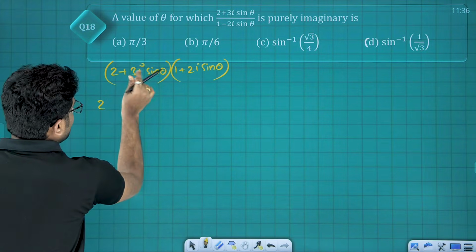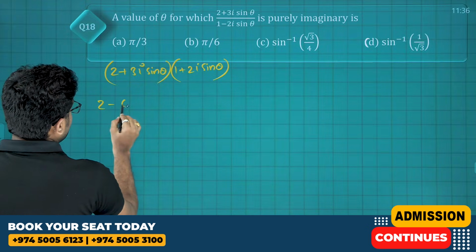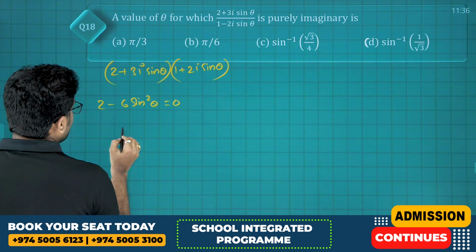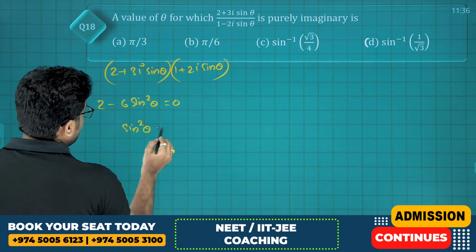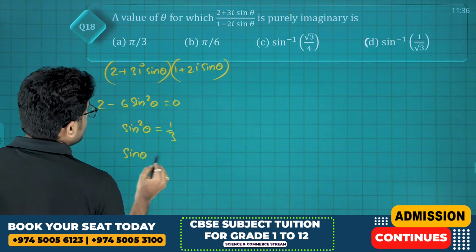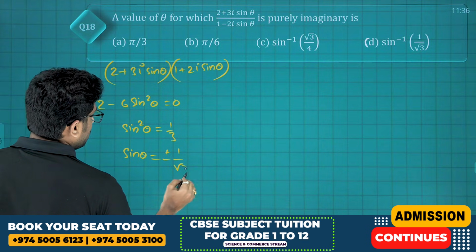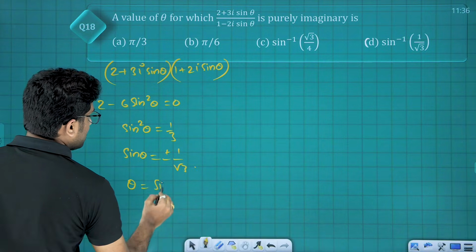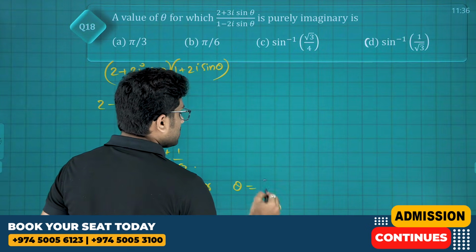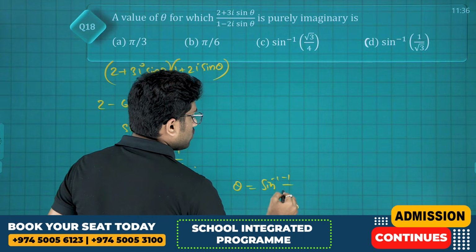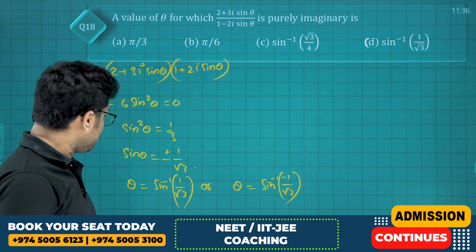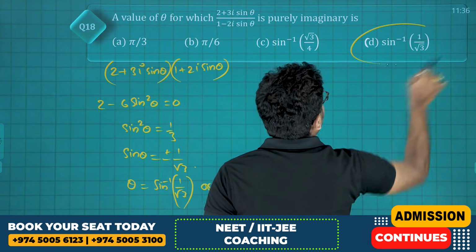2 ones are 2 directly. 3i into 2i, that is minus 6 sin square theta, is equal to 0. So sin square theta is equal to 2 by 6, which is 1 by 3. Sin theta is equal to plus or minus 1 by root 3. So theta can be either sin inverse of 1 by root 3 or sin inverse of minus 1 by root 3. Theta can be either this or this. That means option D is the correct answer.